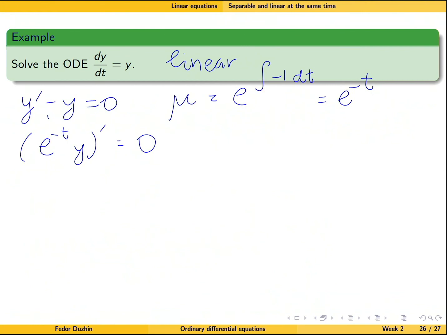So taking the antiderivative, we see that e to the minus t y is constant. So solving for y, we get y is c times e to the t. So in other words, the same answer is found in a much simpler manner. And it is usually true that if an equation can be solved as a linear and as a separable, then it is much easier to solve it as a linear.